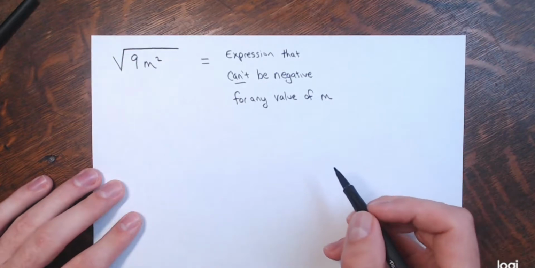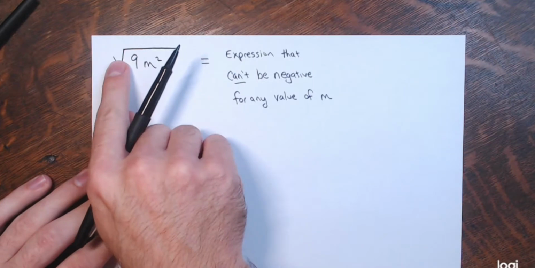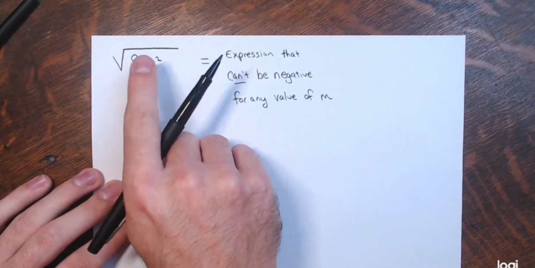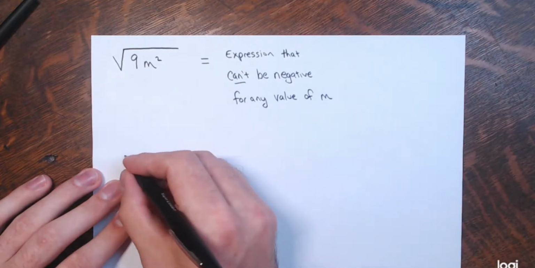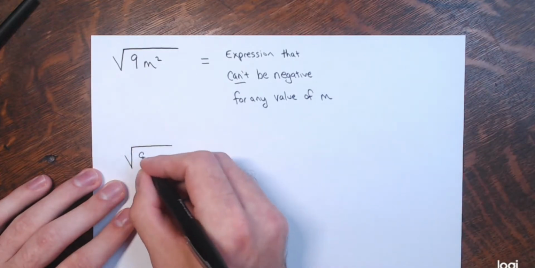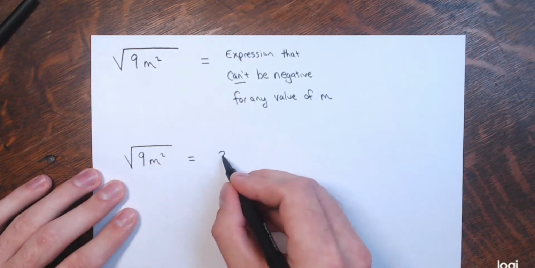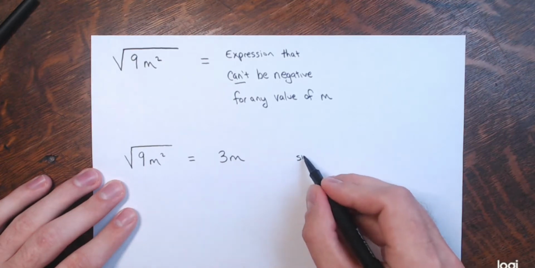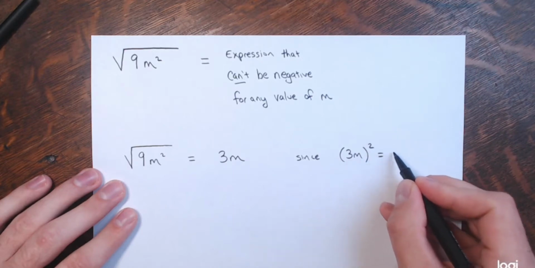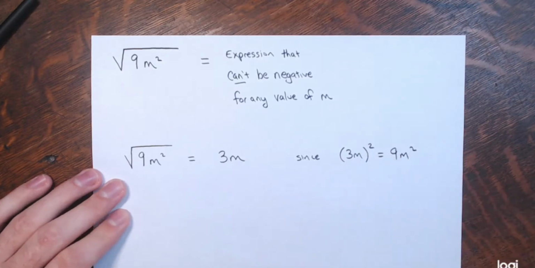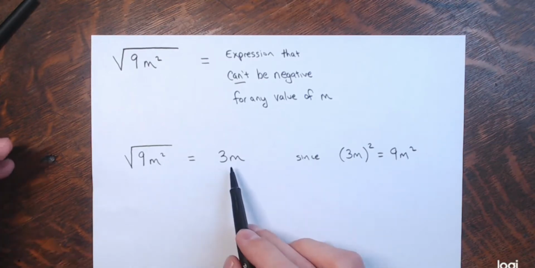All right. So think about it. This is a square root, so you're thinking what expression to the second power would give me 9m squared? Well, you might think, hey, the square root of 9m squared is just 3m, right? Since 3m to the second power would be 9m squared, but you'd be wrong. All right, you're almost right. This would be almost correct.